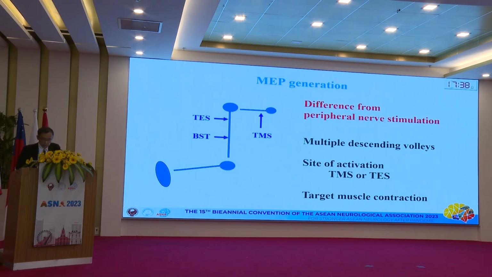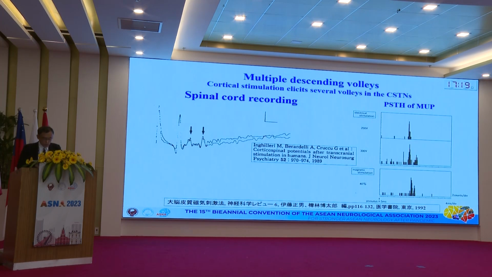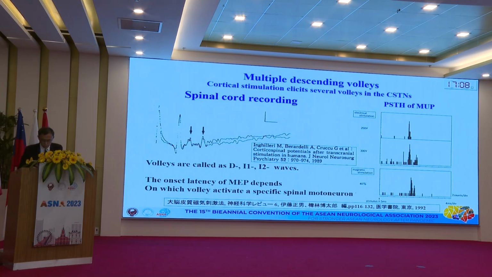And there are multiple descending volleys. Even with a single stimulation here, several descending volleys come down and activate motor neurons, and finally we record it here. So those multiple descending volleys make some difference between peripheral nerve stimulation and TMS. Even a single stimulation evokes several descending volleys within the corticospinal tract, and that activates motor neurons.